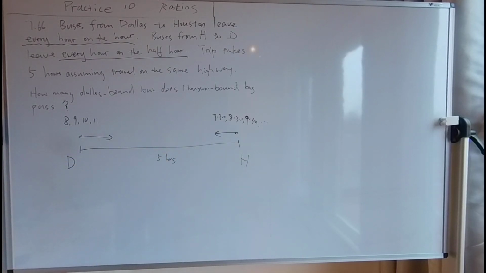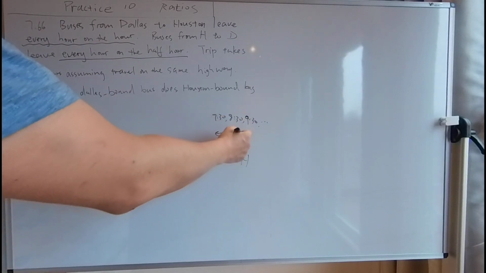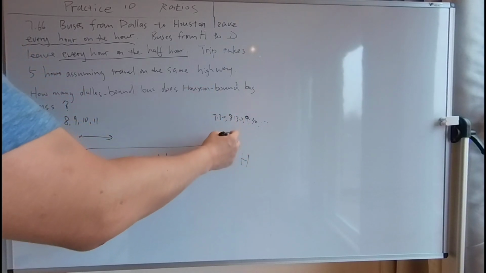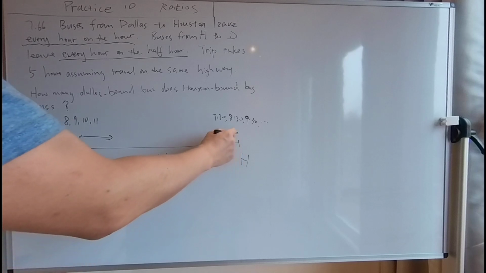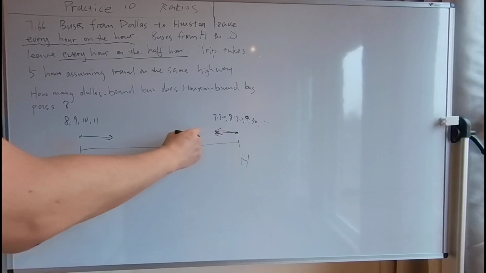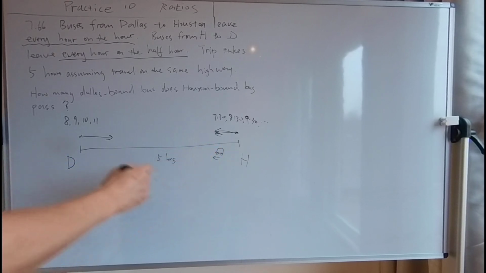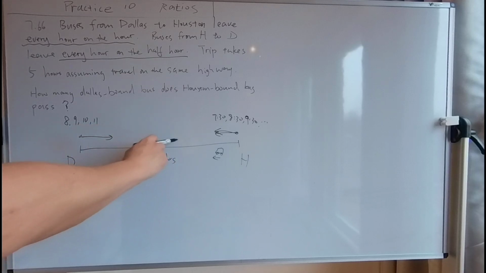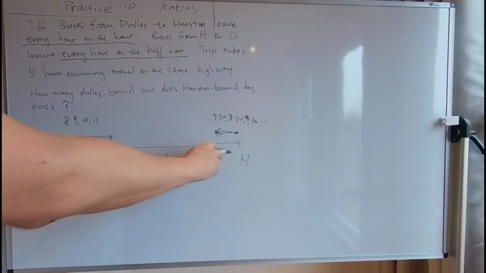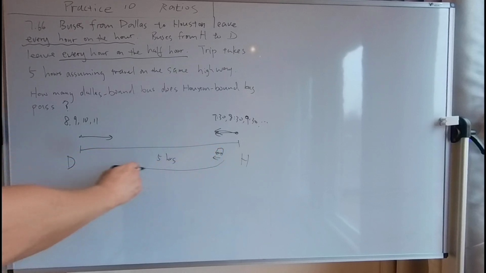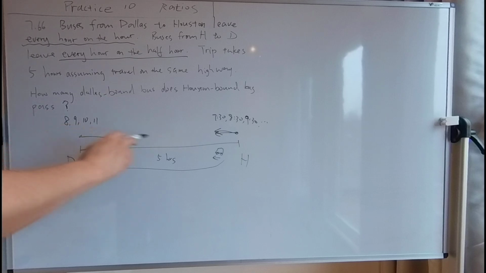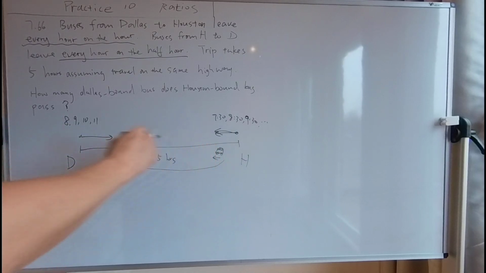Now, assume there's a bus, or any bus, that departs from Houston. That's called a Houston bound bus. When the Houston bound bus travels this way, there are many Dallas bound buses that have already departed or are in the middle of the road, or will depart during this traveling. So for the complete 5 hours of traveling, how many buses departing from Dallas will this bus meet in the middle of the road, in the middle of the way?